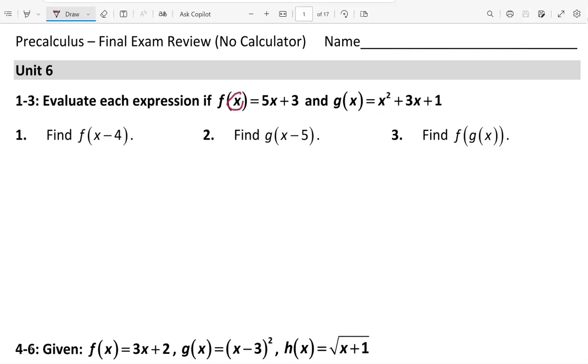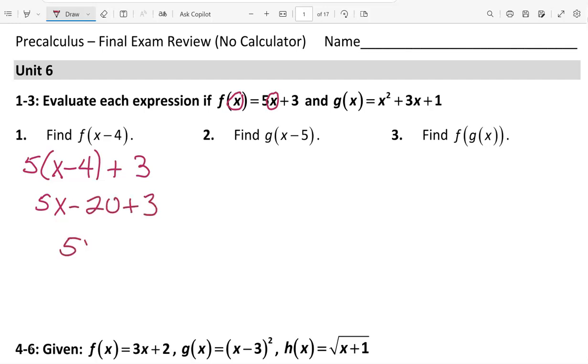If f of x is equal to 5 times x plus 3, then f of x minus 4 is equal to 5 times x minus 4 plus 3. Simplify by distributing and combine like terms for 5x minus 17.